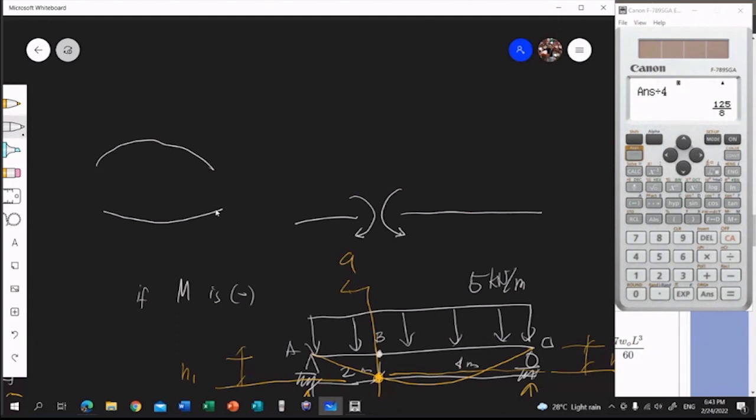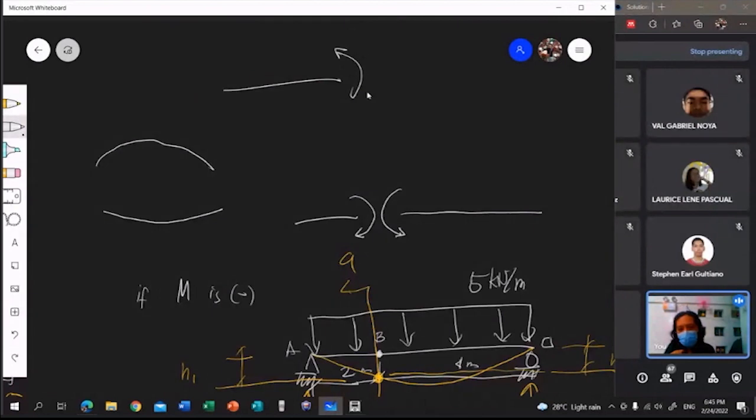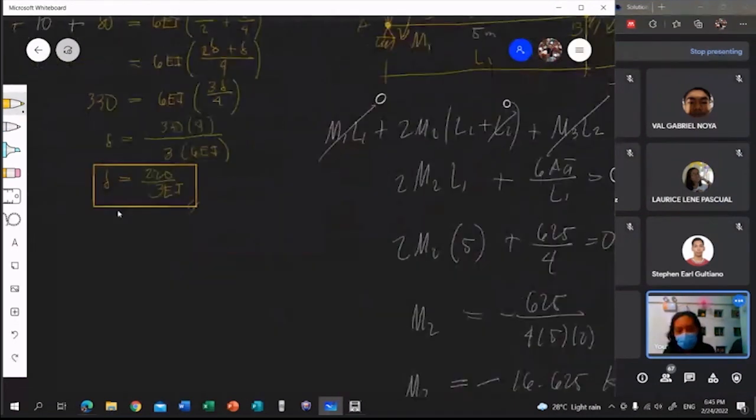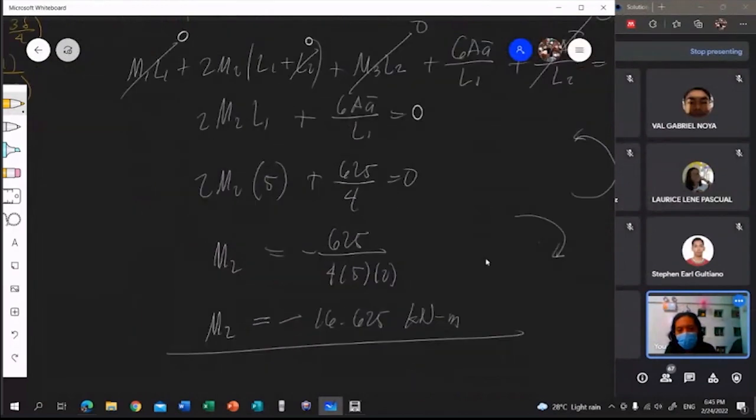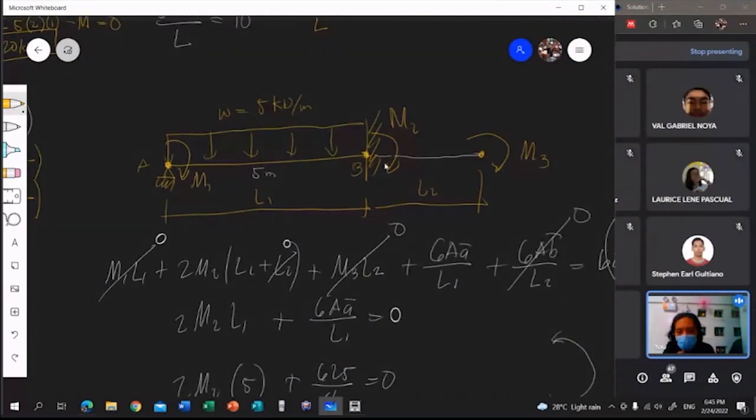Okay? For example, here is a beam. What is this moment? Is this positive or negative? This moment right here is positive, because if you draw the elastic curve of the beam, it curves this way. Since this one is negative, when you draw it here, it becomes negative. It is truly negative because its curvature, in reference to this span, to this portion of the beam, curves this way.